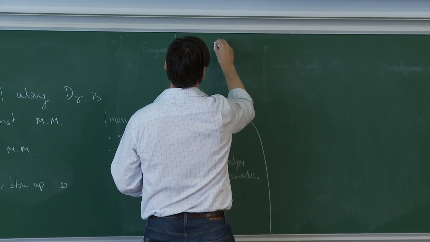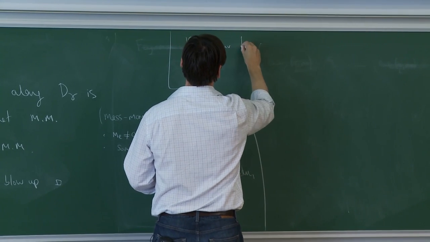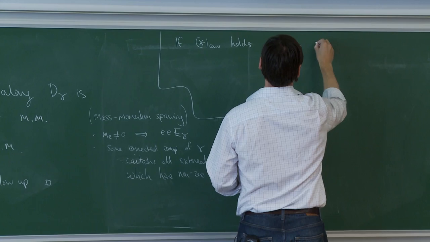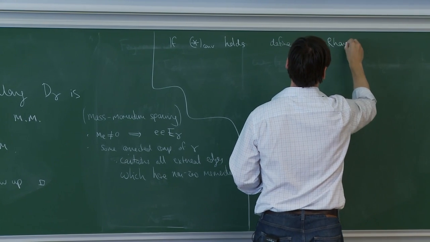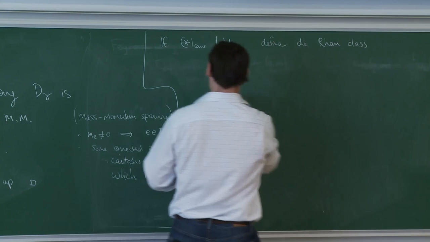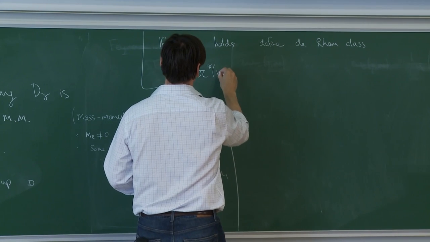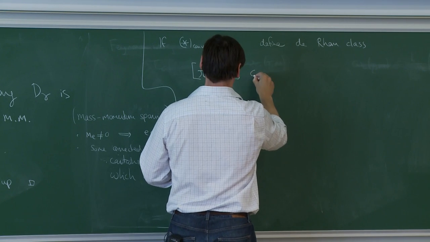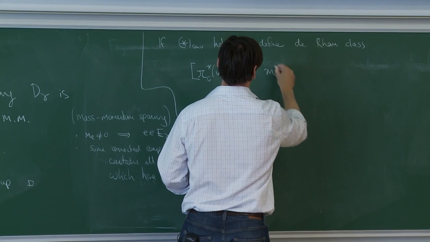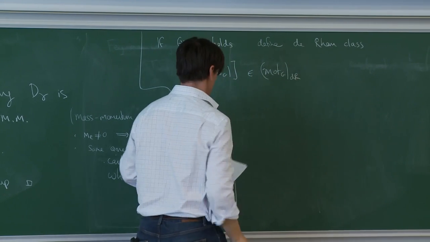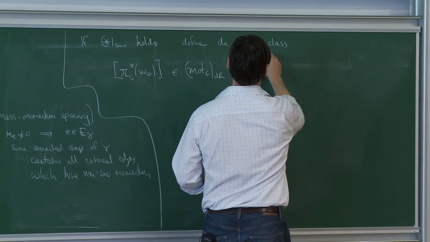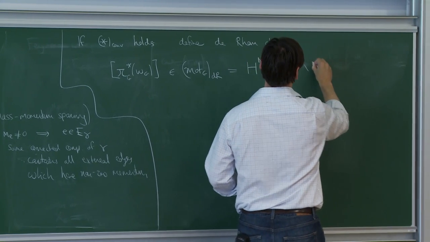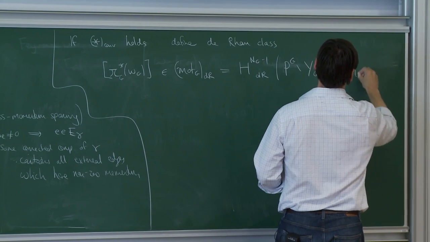So if star conv holds, we can define the de Rham class of pi upper star omega_G in the de Rham group associated to the motive of G, which is H^{n_G - 1}_dR of this whole thing, P^{n_G - 1} minus Y_G relative to D minus D intersection Y_G.